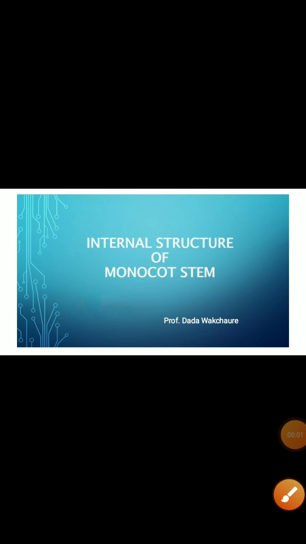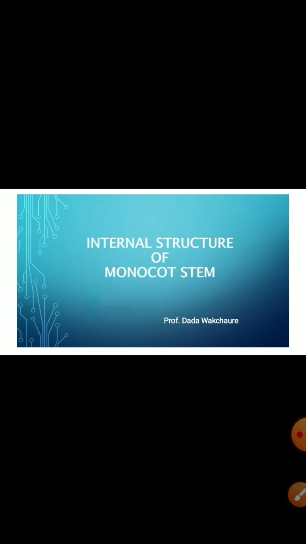Hello, friends. Today we are going to study the internal structure of the monocot stem. The typical example which we are going to visualize is the maize plant, makka plant in Marathi. All the monocots show the same internal organization of the tissues, the internal framework of the tissues, but we are going to visualize maize as the typical example.